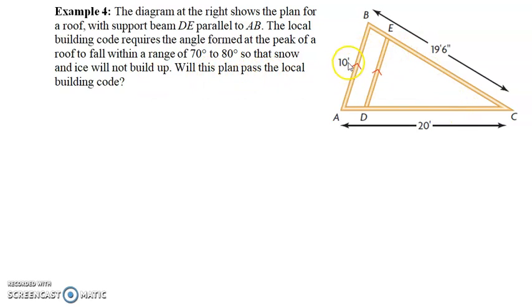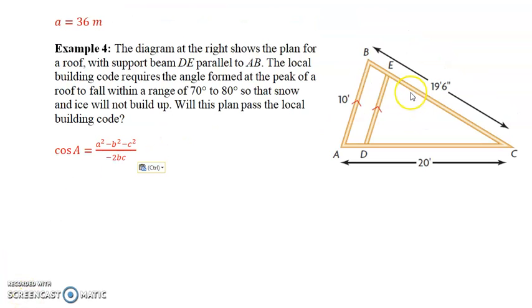So we have the dimensions here. We have 10 feet. This little line indicates feet. We have 20 feet, and this is 19 feet 6 inches. Okay, so we have the side lengths. So we have side, side, side. So we know that we're going to use the law of cosines, finding the angle.